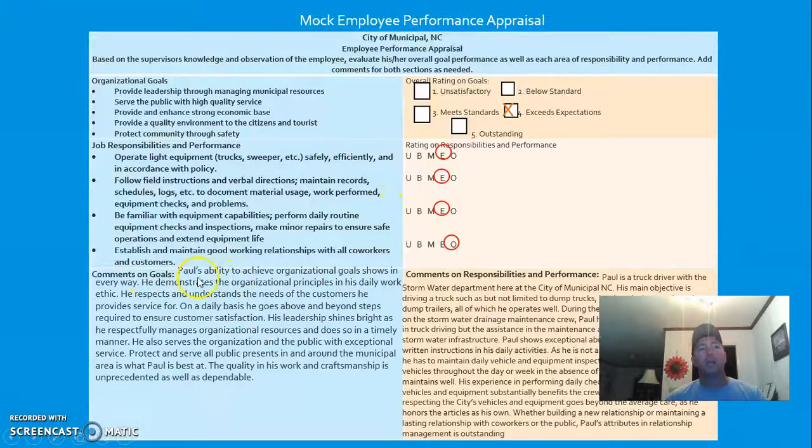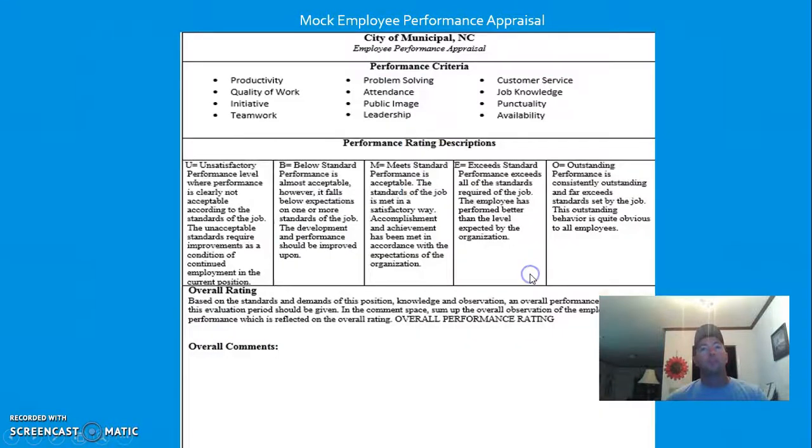So in the comment section, the supervisor placed the comments to back all of this information up on both the goals and the responsibilities. This is an important aspect of the performance appraisal to allow more depth and an overview of why he received these scores.